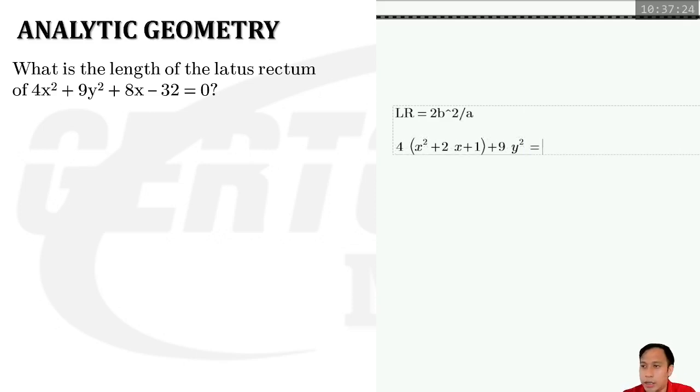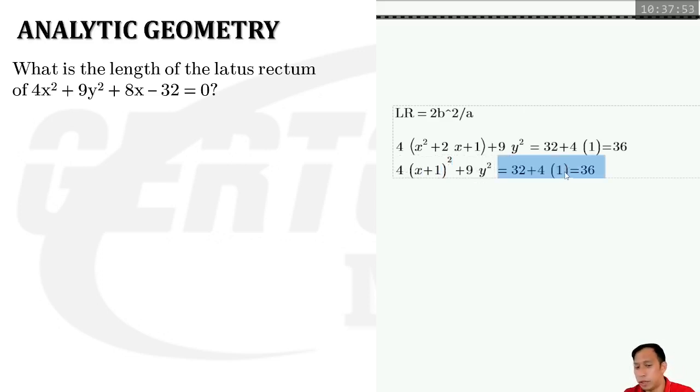Then it's directly equal to 32. Negative 32 transfer to the other side, maging positive 32. Then add 4 times 1, so plus 4 times 1. Okay, yan lang. That will become 36 at the other side. So if we simplify this, pwede natin ma-write as 4 times x plus 1 squared plus 9y squared equal to 36.